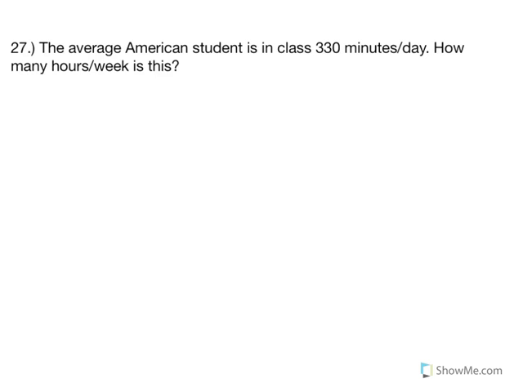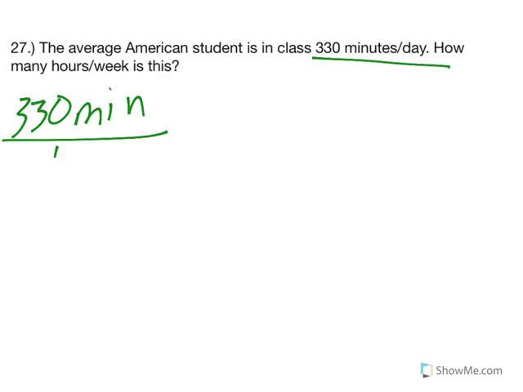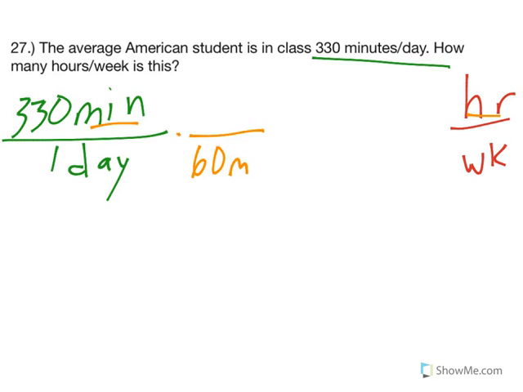27. The average American student is in class 330 minutes per day. 330 minutes in one day. How many hours per week is this? So our goal, hours per week. Okay, so we look at our top. Compare minutes to hours. Different. Well, 60 minutes is 1 hour. Minutes go away, minutes go away. You're left with hours. Hour to hour, check.